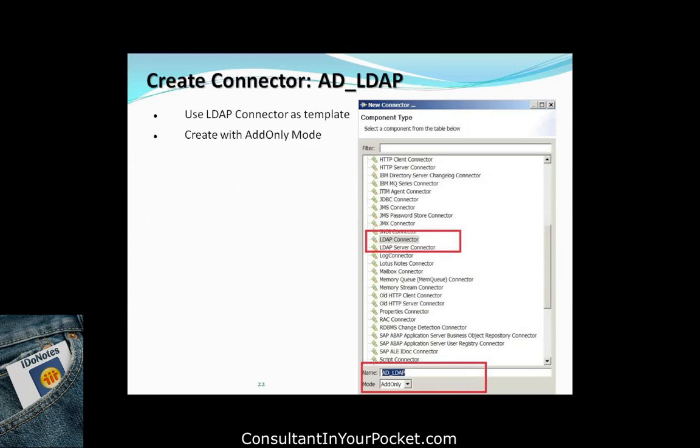So the first one we're going to create is our AD_LDAP connector. And we're going to use the pre-configured LDAP connector. We're going to give it a name of AD_LDAP. And the mode that we're going to use is add only. The add only mode will only add new entries into a data source. And as you'll see, this will become more important later as to why we're going to set it up this way.